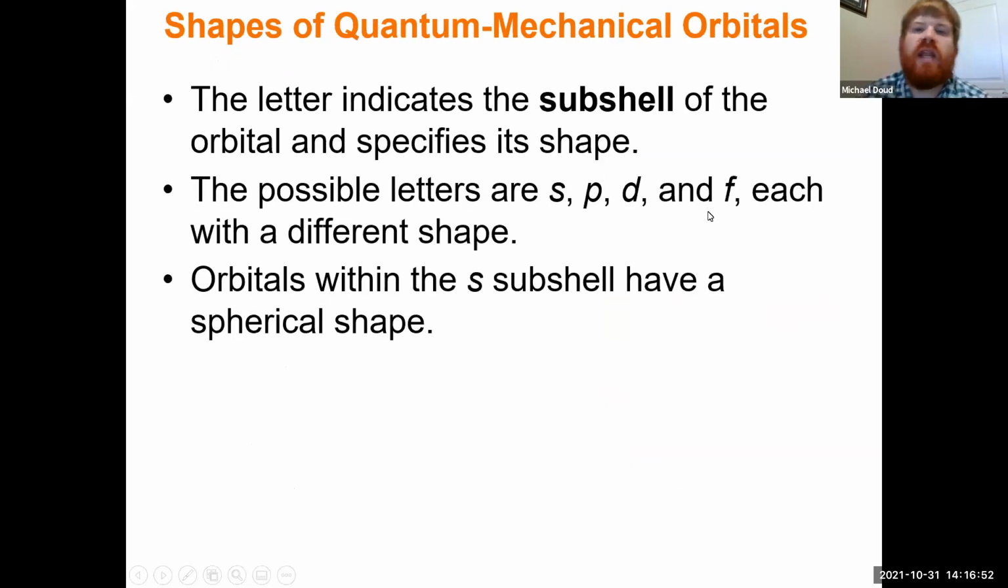Okay, so next step. Now we have the letters, and we have only 4 letters that we need to worry about. We have the letter that is going to tell us the subshell of the orbital, and that specifies the shape of the subshell. The possible letters are in order, of course, s, p, d, and f.